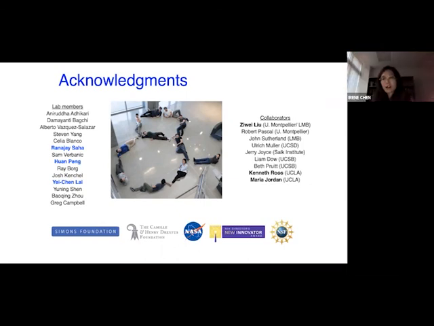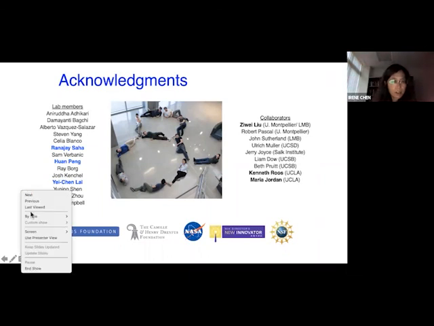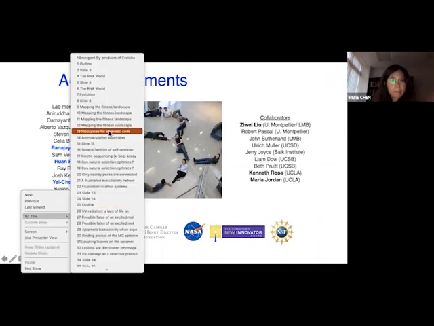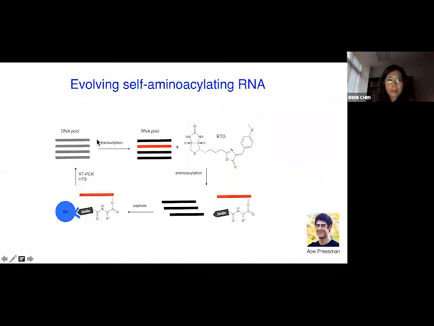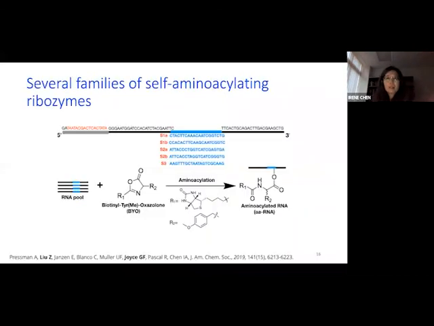Okay, so this is an interesting question. I can go to the slide that shows the structure of the library. Here, shown in blue, is a random region. We do have N21, and for the 21, we can explore that in sequence space. At least we can synthesize a library that contains roughly 1,000-fold coverage of a 4 to the 21 sequence space.